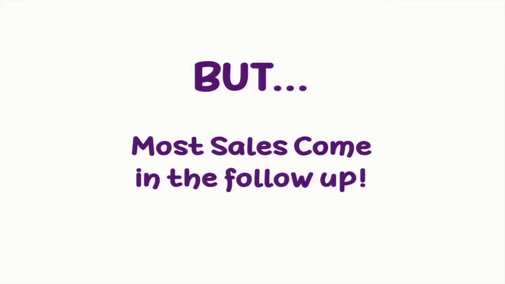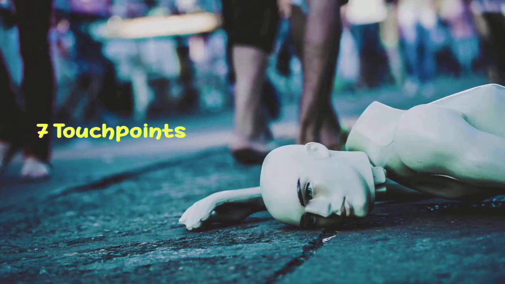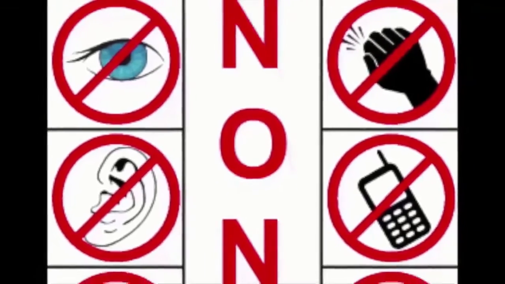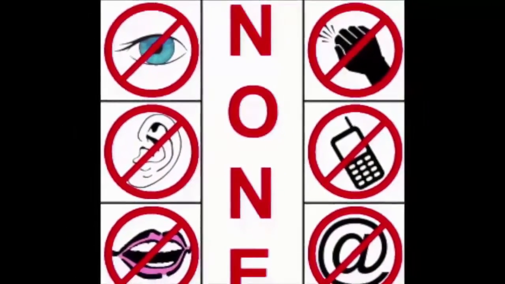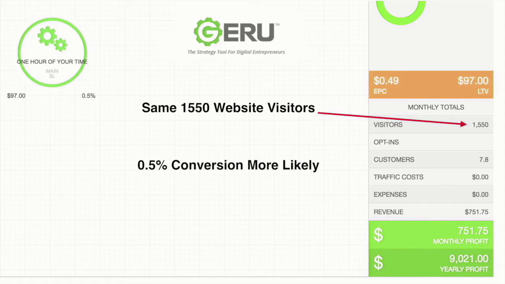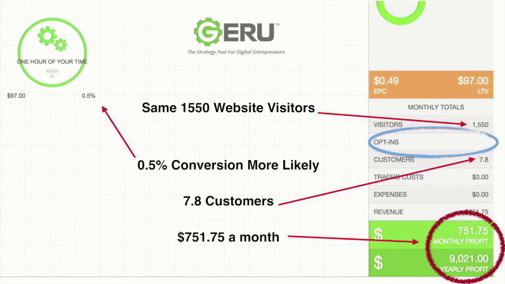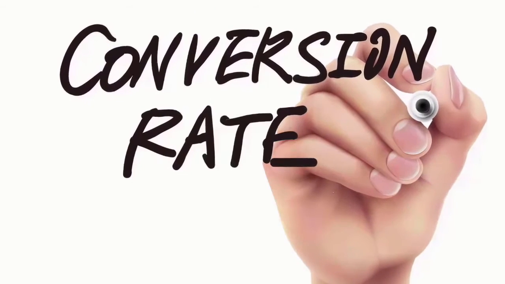But the problem becomes when we take into account that most sales actually come in the follow-up. So most people will not buy from you, especially if they don't know you, in the first instance. Again, it can take up to 7 times for someone to buy. So if you have no way of being able to get in touch with those website visitors again, then your conversion rates are more likely to tend towards the lowest industry conversion rate of just 0.5%, or 1 in 200 people buying from you, which, as you can see in the Guru numbers, now gives us just 7.8 customers for the month and a pretty poor $750 in income. Probably not going to get you too far. Again, we see here how the conversion rates really do change our income levels.